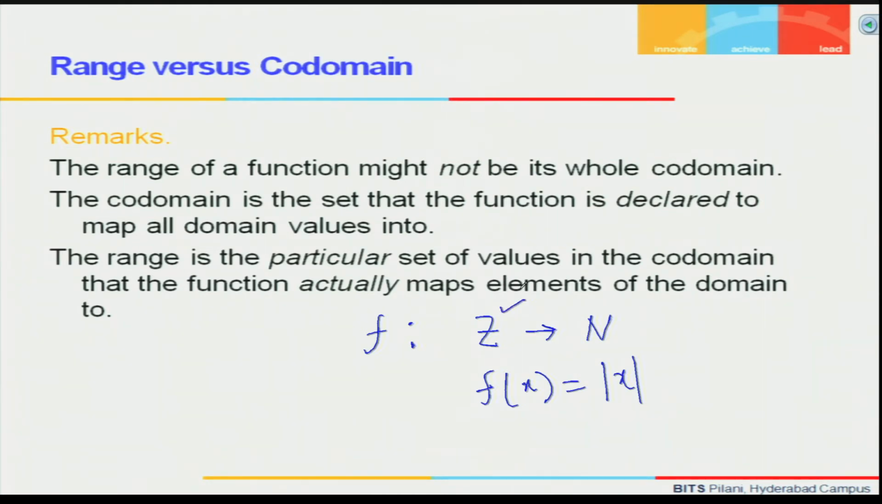Now, what is the range of f in this case? I define a function from the set of integers to the set of integers, and I define the function like this: f of x is equal to mod x. Then what is the range of f here? The range of f in this case is 0, 1, 2, 3, and so on.